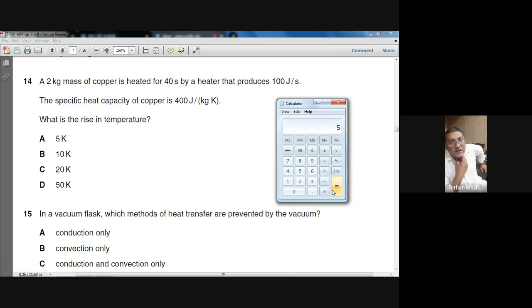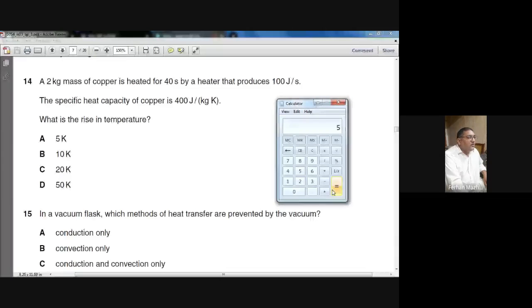So there will be a rise in the temperature. How much will that be? 5 Kelvin. You can do this calculation in your copy. I'm working online, that's why it's a little problem for me. But you can do it in your copy and check whether you get the 5 Kelvin answer. Yes, sir, I got 5. The answer is 5. So everybody understands it? Yes, sir.